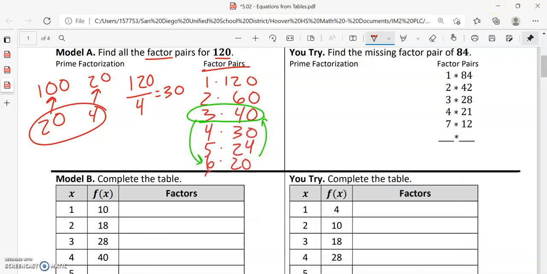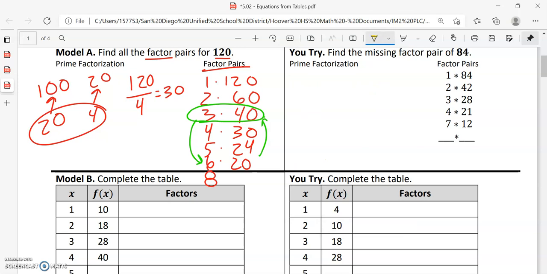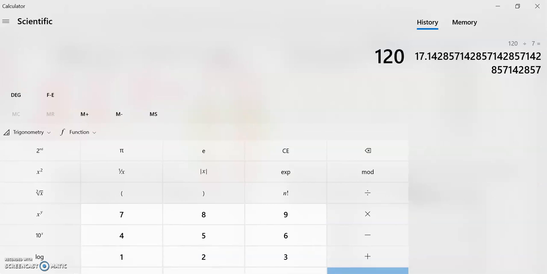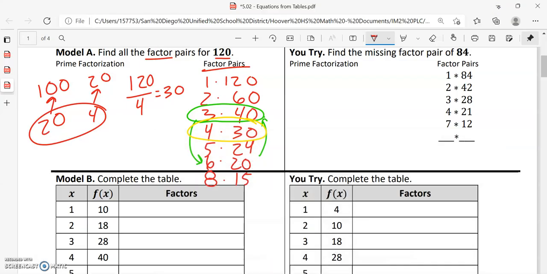Let's try 8. Same thing like 6. I come up here to 4. So 4 is half of 8. So I'm going to take half of 30, and that means I get 15. 9. Use your calculator for 9. 120 divided by 9. Decimal does not go into it.